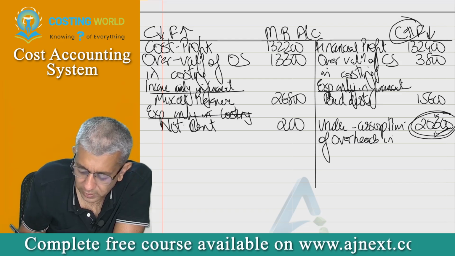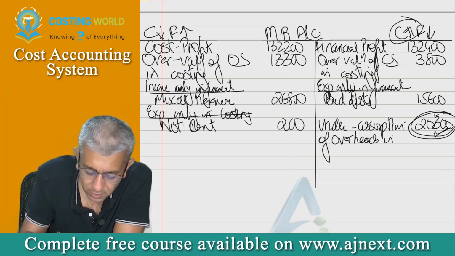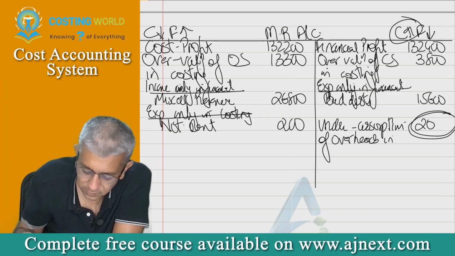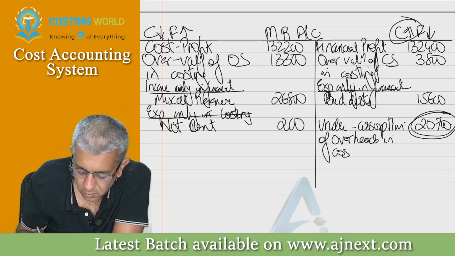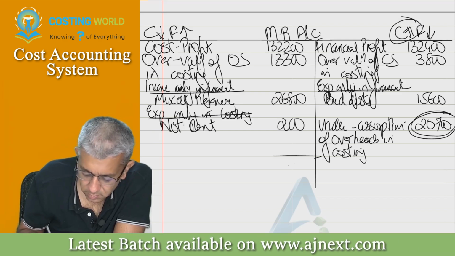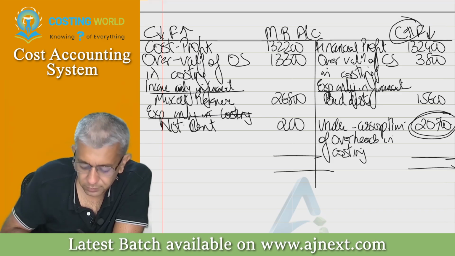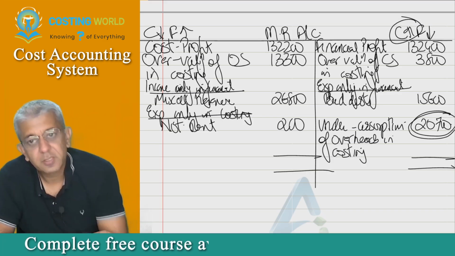It is 2700. Okay. In costing. That's your balancing figure.